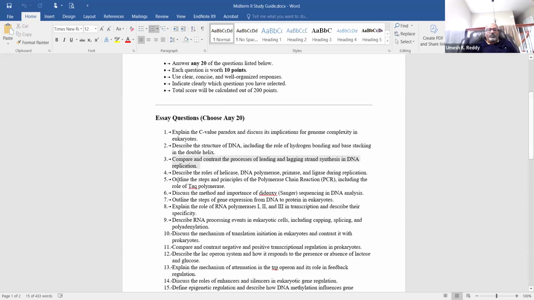So again, the roles of helicase, DNA polymerase, primase, ligase is a different question. Same question. I split it into 2 because for DNA replication, writing everything is difficult. So we can write it as 2 questions. If you prepare for DNA replication and understand it, you can answer both the 3rd question and the 4th question. So what is the difference in the 4th question?